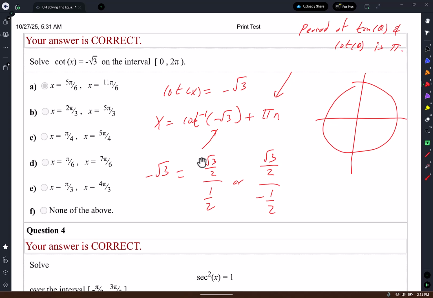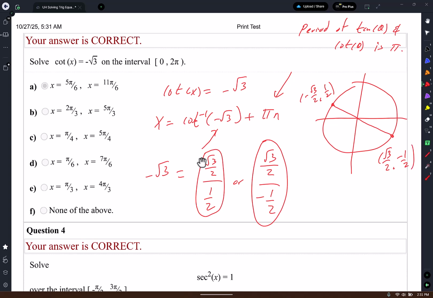All right, here we go. The only way I can get this to happen is if I'm right here. The only way I can get this one to happen is if I'm right here. Remember that cotangent is x divided by y on the unit circle. Cotangent theta is x over y. Still okay?